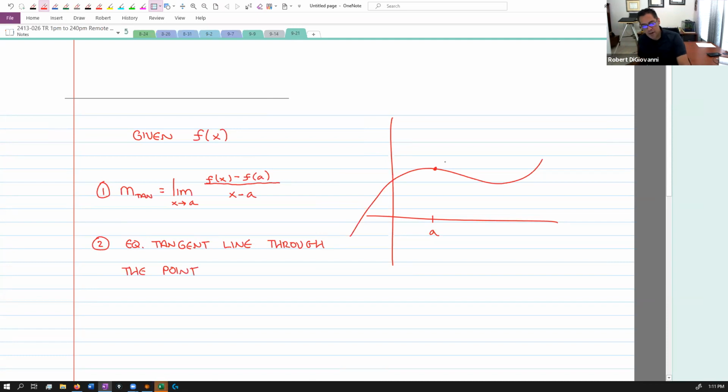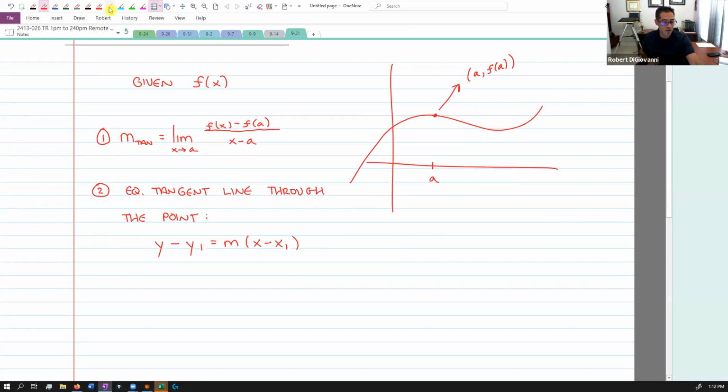And when I say the point, I mean that point right there. It has coordinates A, f of A. So you plug the A into the function: the x coordinate would be A, the y coordinate would be the function's value at A. So to find the equation of the tangent line, use the good old fashioned y minus y1 equals m times x minus x1. But in this case, we actually know y1, m, and x1.